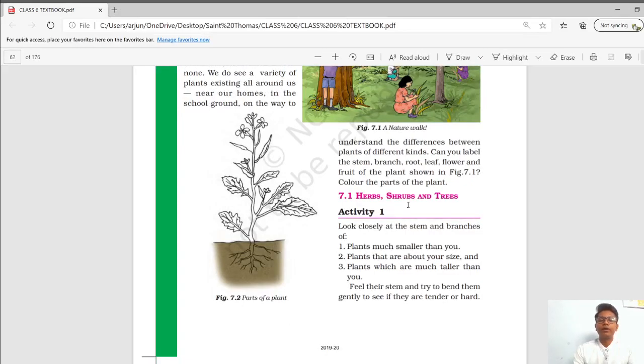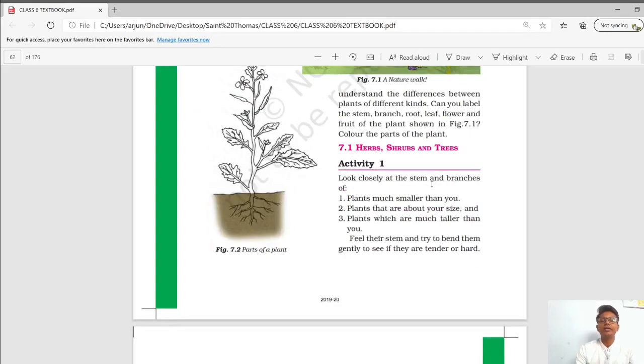7.1, herbs, shrubs and trees. Students, note here that these are the three types of plants we can see. The first one is herbs, the second one is shrubs, and the third one is trees. Let's see what the difference is between herbs, shrubs and trees. We will understand this by doing one activity.